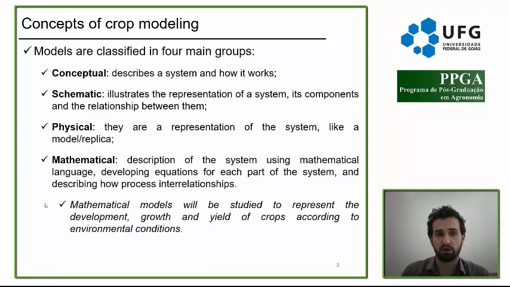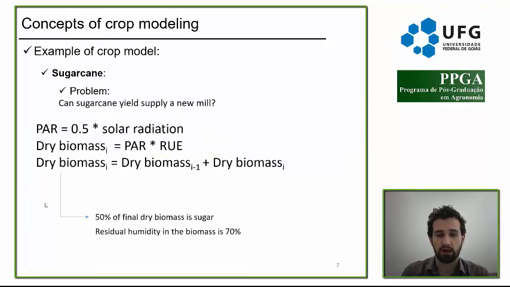So this is our conceptual and schematic illustration about our model, and now we can include a mathematical equation that represents this relationship that you are using to describe sugarcane growth. So the first step, you need to estimate the photosynthetic activity radiation, that in a simple way we can measure in the field, or you can use solar radiation and make this conversion. About 50% of solar radiation is PAR, okay? So you can make this estimation.